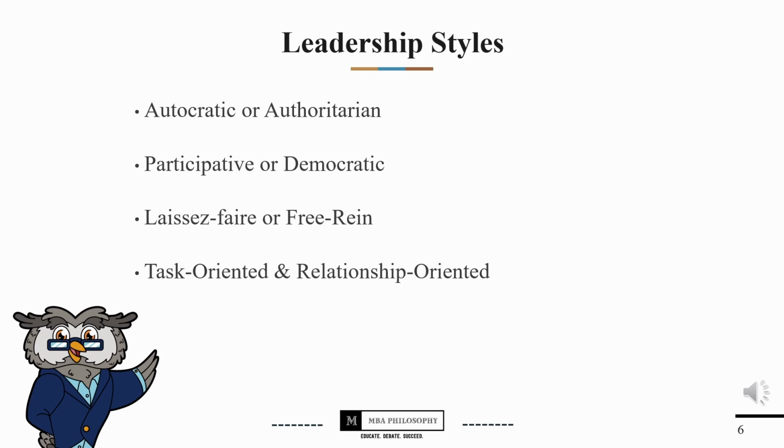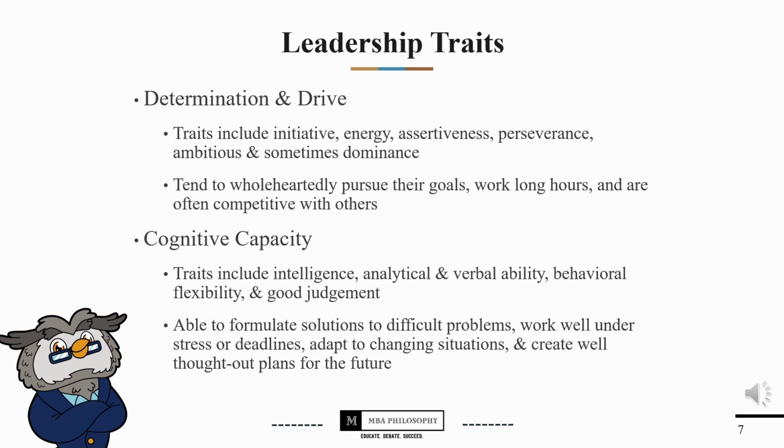Task-oriented is about step-by-step solutions and deadlines, while relationship-oriented is about well-being, satisfaction, and building relationships. The following 2 slides contain some of the most common leadership traits and an in-depth definition for each of them.